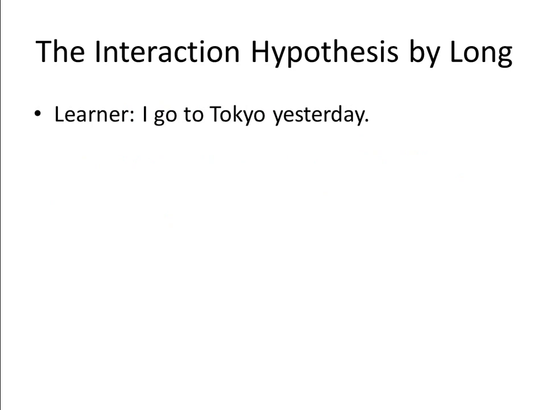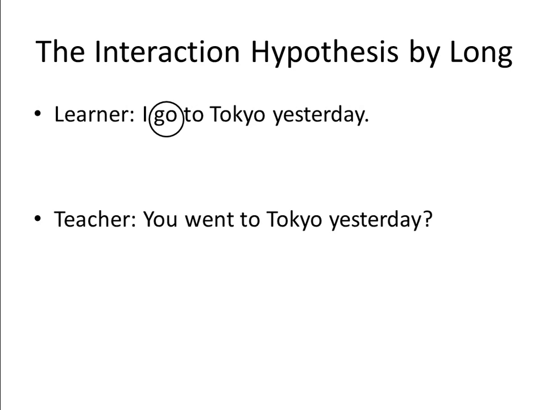one learner says this: I go to Tokyo yesterday. So the intended meaning is I went to Tokyo yesterday. So there is a mistake, there is an error here. And the teacher says, you went to Tokyo yesterday. You went to Tokyo yesterday? And so in the teacher's utterance, we have the correct form, went.